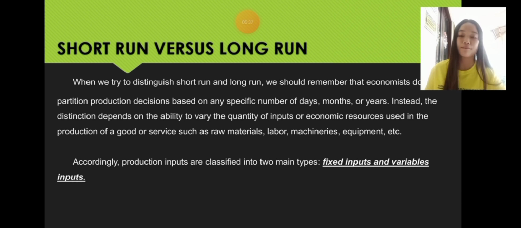So accordingly, production inputs are classified into two types, which are fixed inputs and variable inputs. Fixed input is any resource the quantity of which cannot readily be changed when market conditions indicate that a change in output is desirable. For example, fixed inputs include the plant and building that the firm uses as well as the machinery and equipment. Variable input, on the other hand, is any economic resource the quantity of which can be easily changed in reaction to a change in output level.